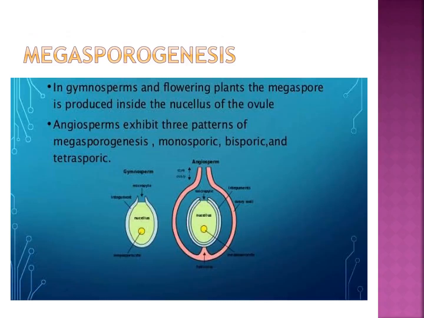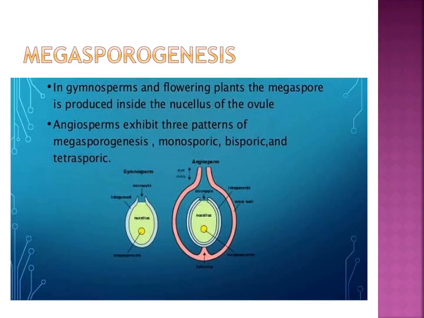Megasporogenesis, on page number 11 of your book. In gymnosperms and flowering plants, the megaspores are produced inside the nucellus of the ovule. So angiosperms exhibit three patterns of megasporogenesis.